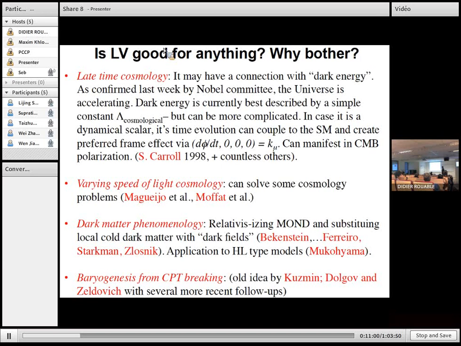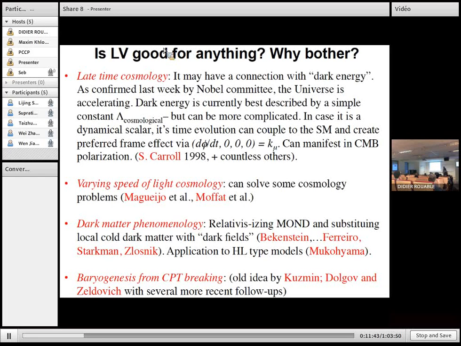the field that changes in time, it actually creates a non-preferred frame, a non-Lorentz-invariant background that could be searched for. I mean, the coupling of this background to normal fields could be searched for in experiment, and that was expressed in '98 by Carroll and others. Another interesting application of what you can possibly call Lorentz violation is the varying speed of light cosmology, which I know very little about, but again, would be very happy to learn today.